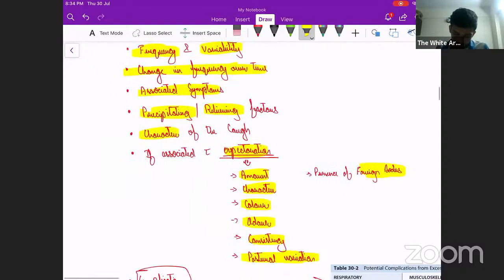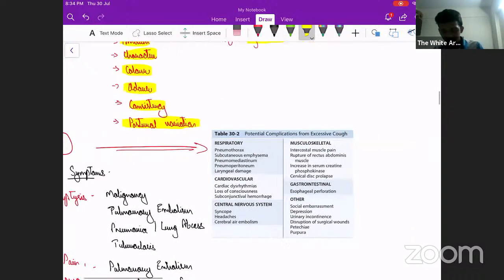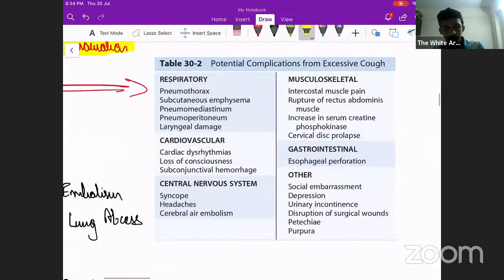So finally comes complication. The complication of the disease is different, and complication per se because of cough, what all can we have? It can either be a respiratory complication like pneumothorax, emphysema, pneumomediastinum, laryngeal damage, all these things, or serious complication, which can be cardiac dysarrhythmias, any loss of consciousness, subconjunctival hemorrhage. Then comes CNS, that can lead to sudden syncopal attacks because of large increased intrathoracic pressure.